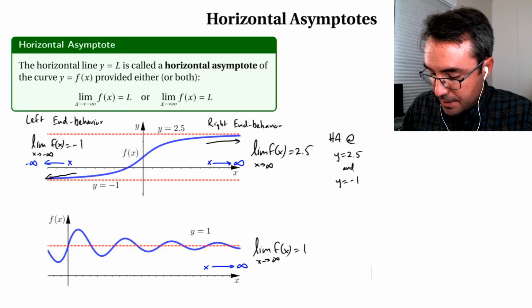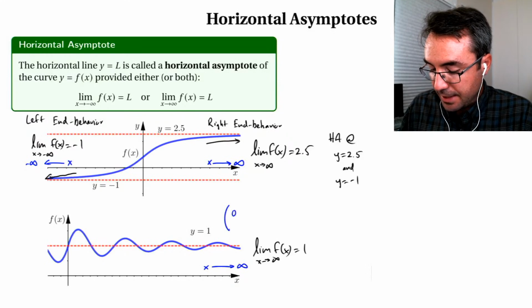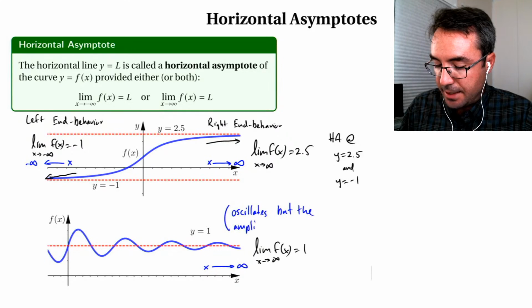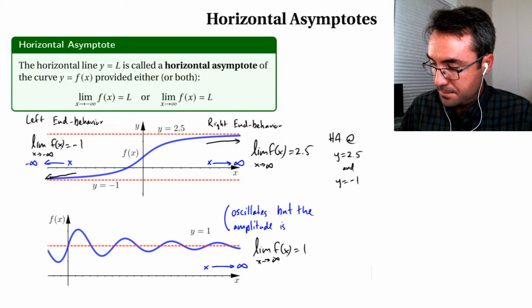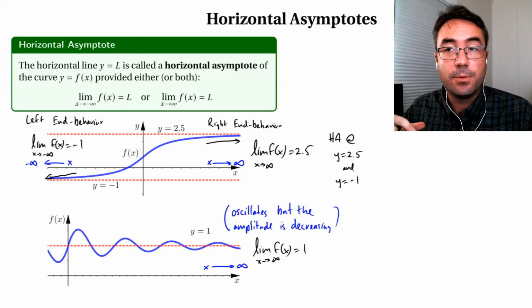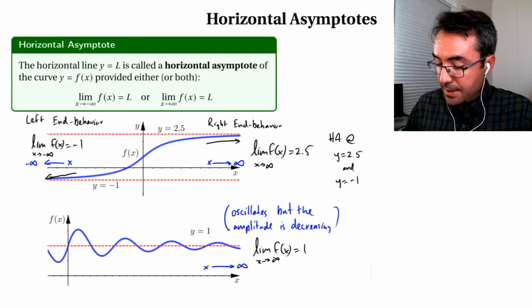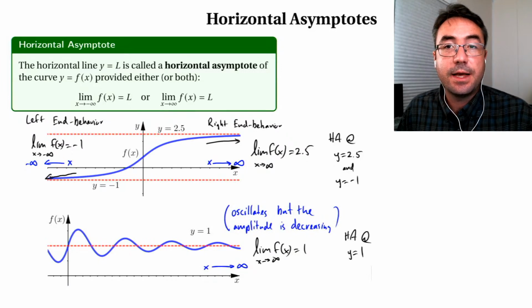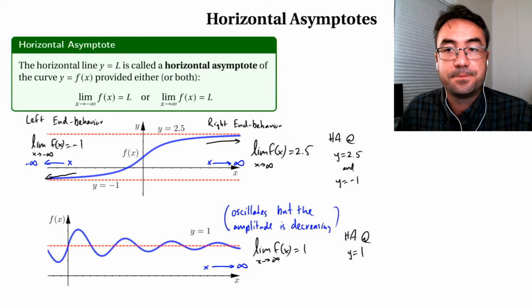And so what we're seeing is our function oscillates, but the amplitude is decreasing. It's decaying. So over time, the output of our function here is getting closer and closer to the number 1. And so this is another example of what a horizontal asymptote could look like. So this, we would say, has a horizontal asymptote at y equals 1.